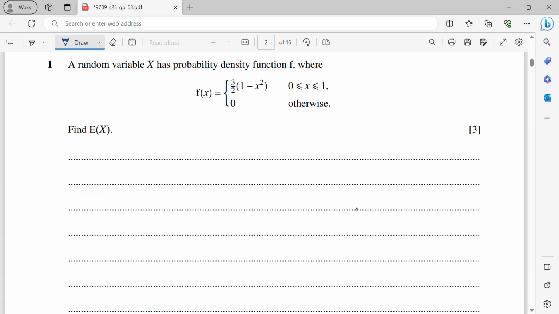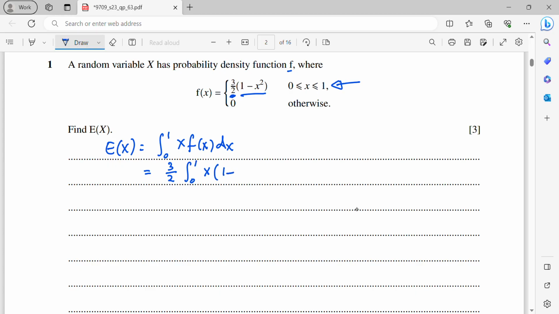Question number 1, a random variable x has probability density function f. This is the function, and this is defined from 0 to 1 inclusive both values. Find E(X). E(X) here is the expected value. So based on the definition of E(X), it will be integrated from the given limits 0 to 1, x multiplied with f(x). Since there is a constant in the f(x), which is our 3 over 2, before I do integration, I will factorize the 3 over 2, and then I will just integrate the terms with the x.